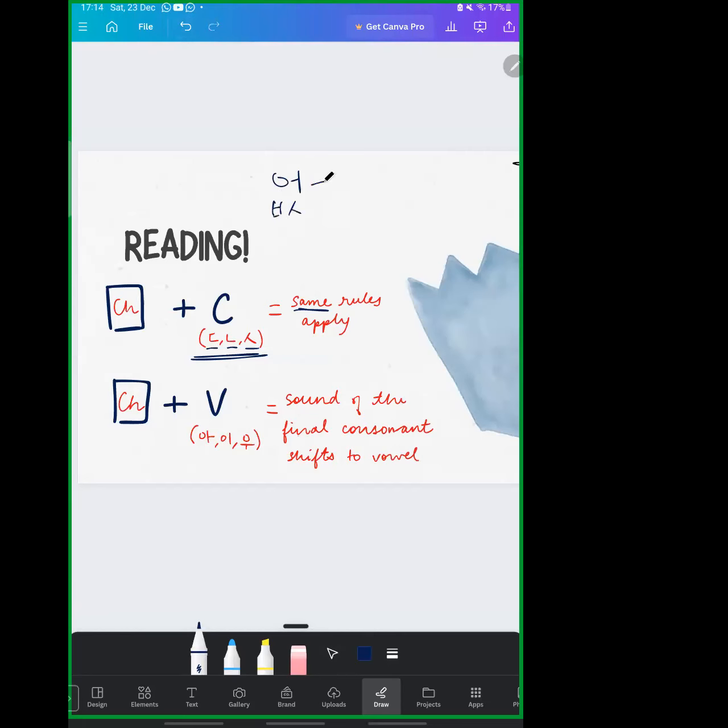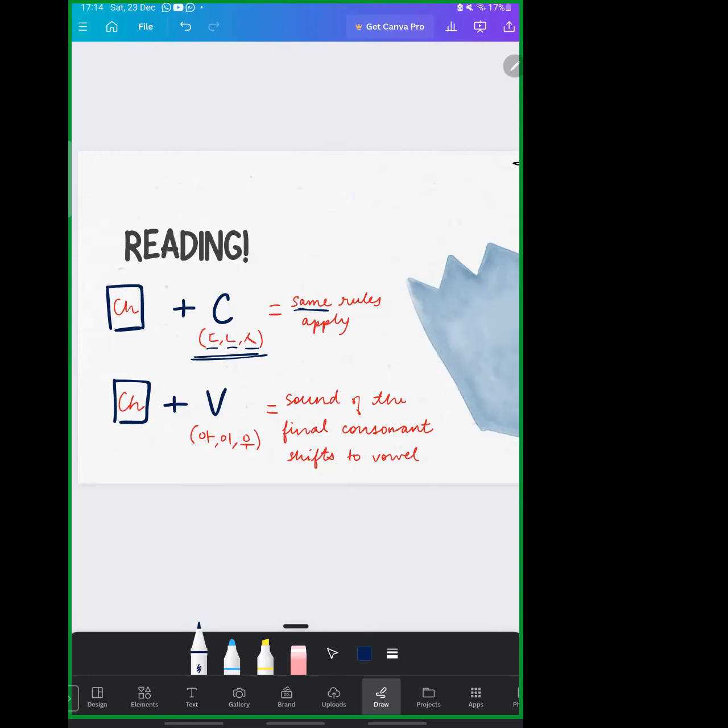So now this was an example of when this final consonant is followed by another consonant. Now, if this is followed by a vowel, for example, here, what happens? The sound of the final consonant in this case will shift to the vowel. Okay?